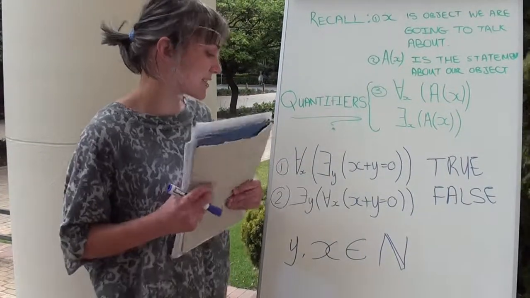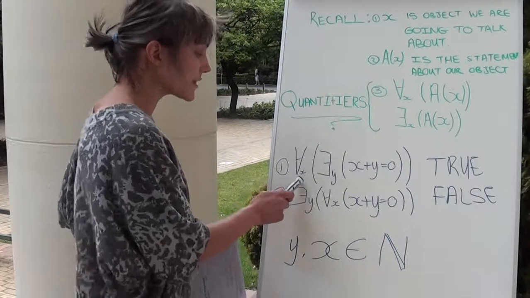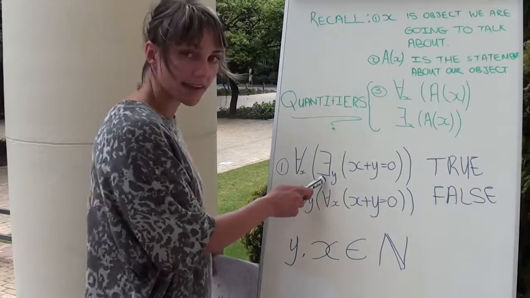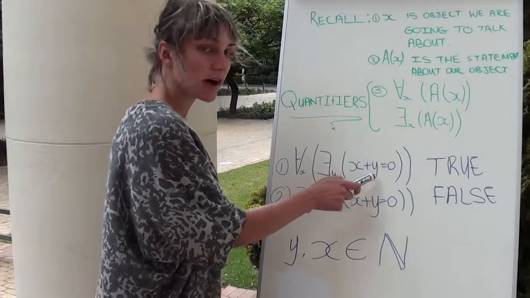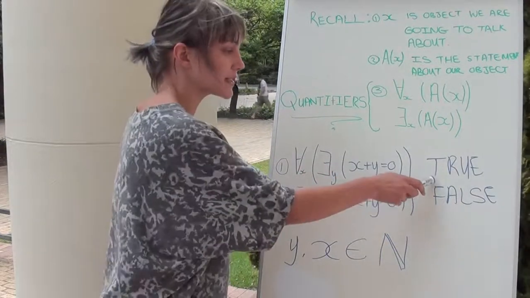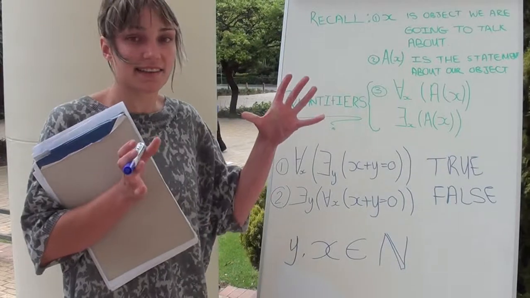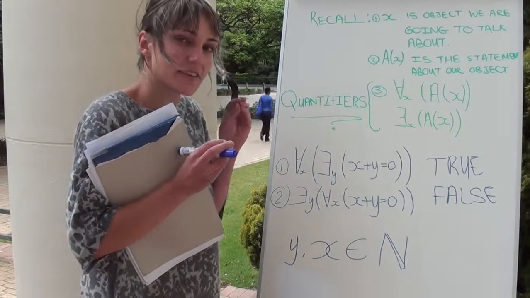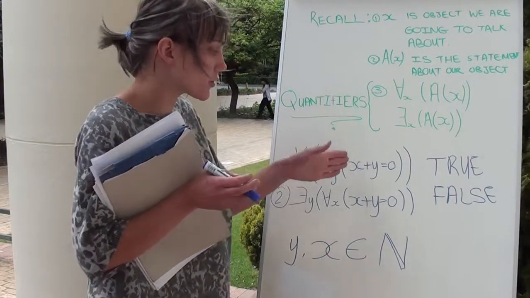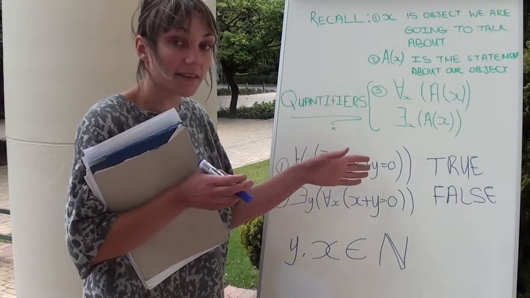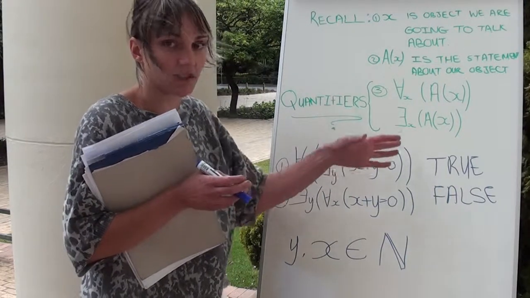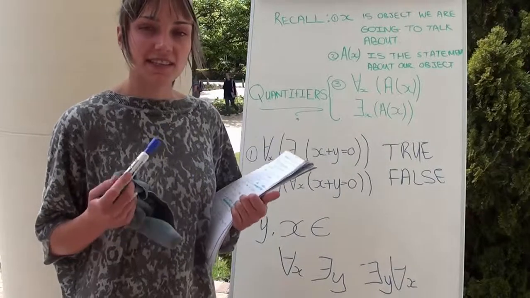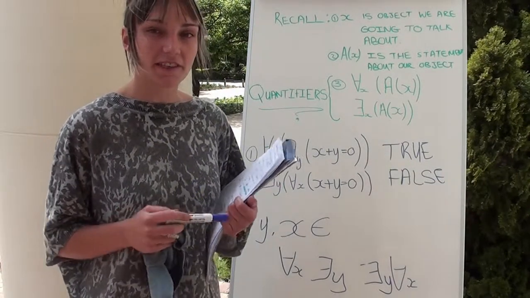When we say, for example, that for all X, there exists a Y such that X plus Y is equal to 0, that will always be true, because you say for any X, there exists a specific Y such that the X that you chose plus that Y which exists for that X is equal to 0. This is true. What I just said, do you think it was true or false?